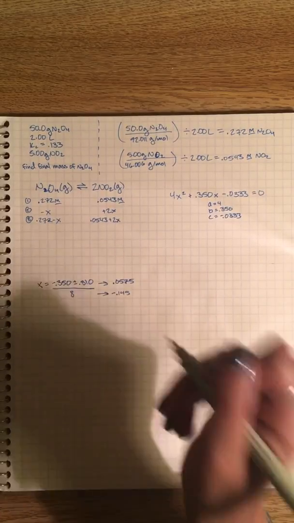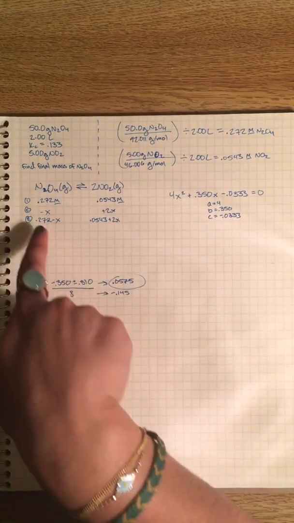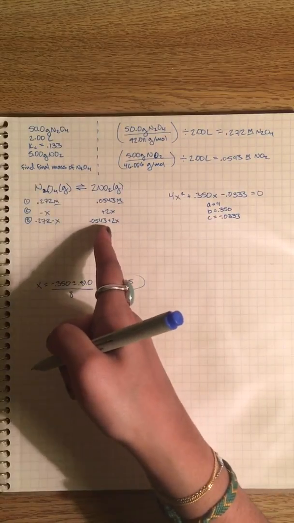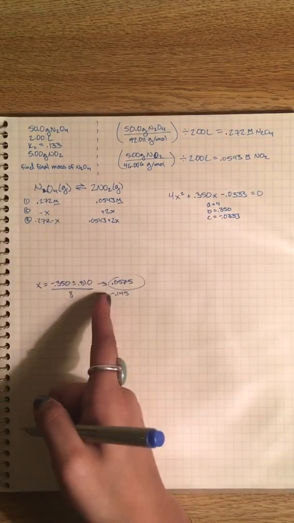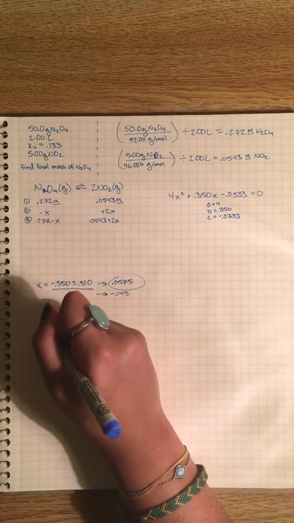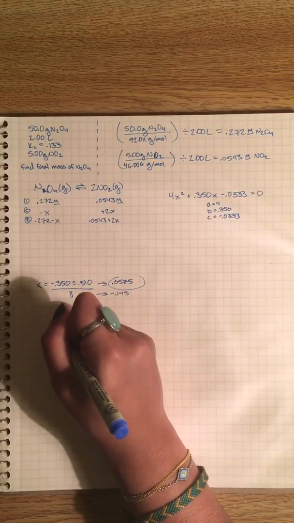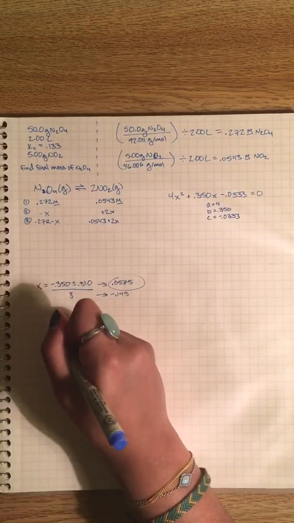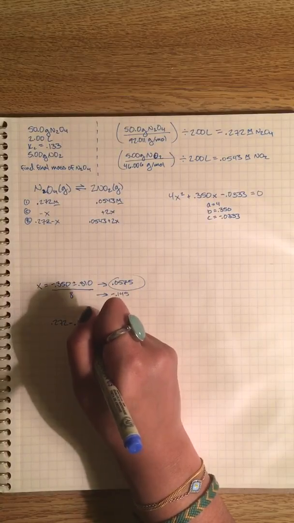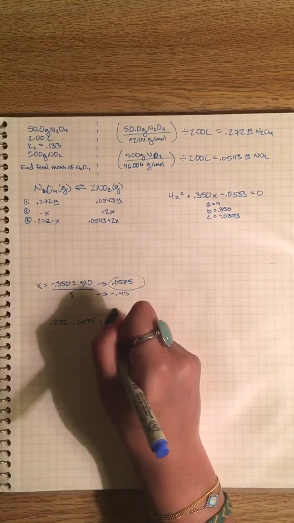And we know that this is the only possible correct value for x because if we use this negative value, we're going to get a negative concentration for NO2, and that's not possible. So we know that this is x, and then we're going to use that to find the equilibrium concentration of N2O4, which is equal to this expression here, 0.272 minus x, which is 0.0575.